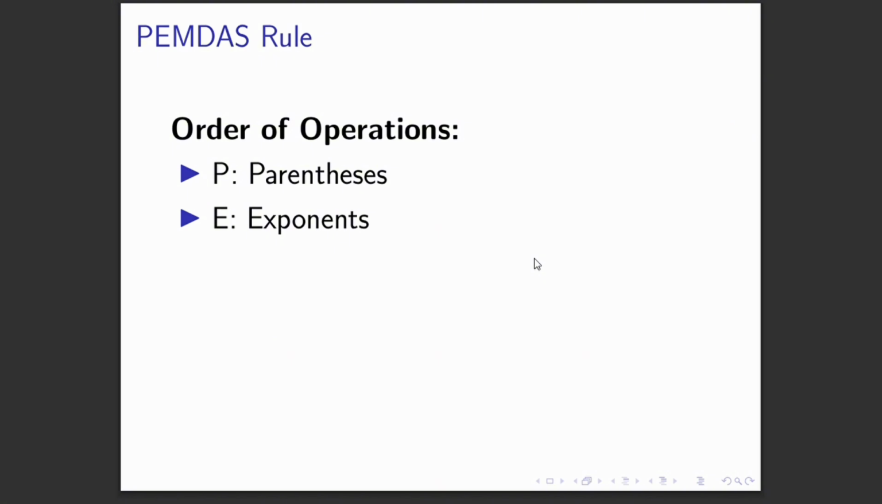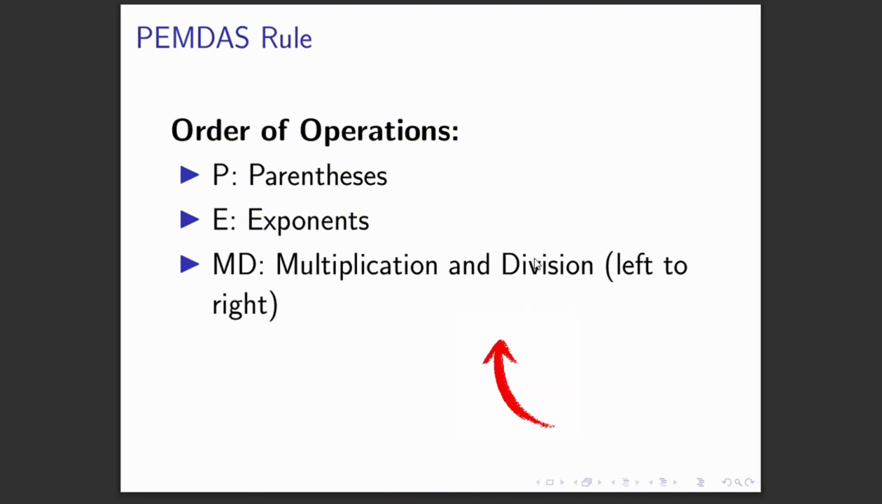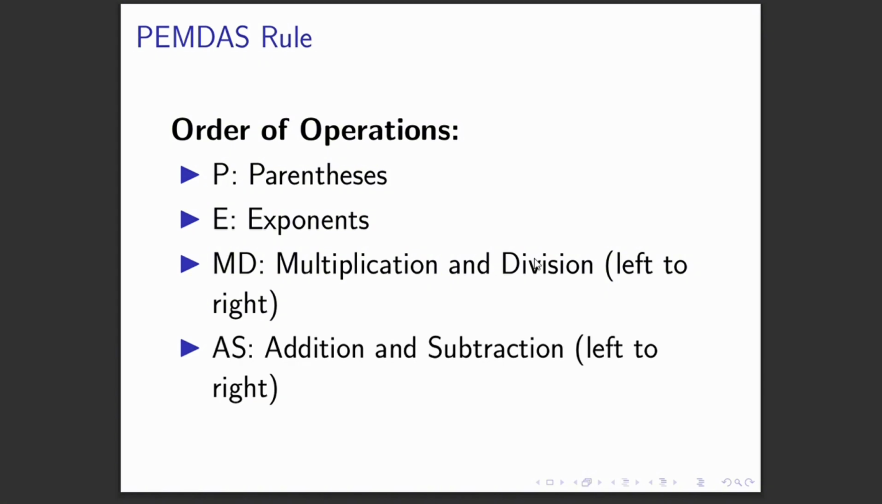Then E represents the exponent and MD represents multiplication and division. Both have the same order, but if we move from left to right, the operation which appears first has the higher order. Similarly, we have AS, which is addition and subtraction.